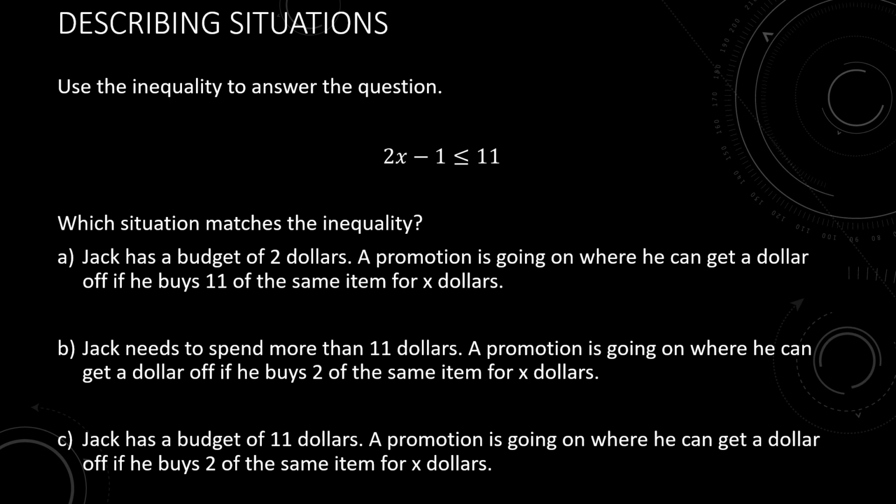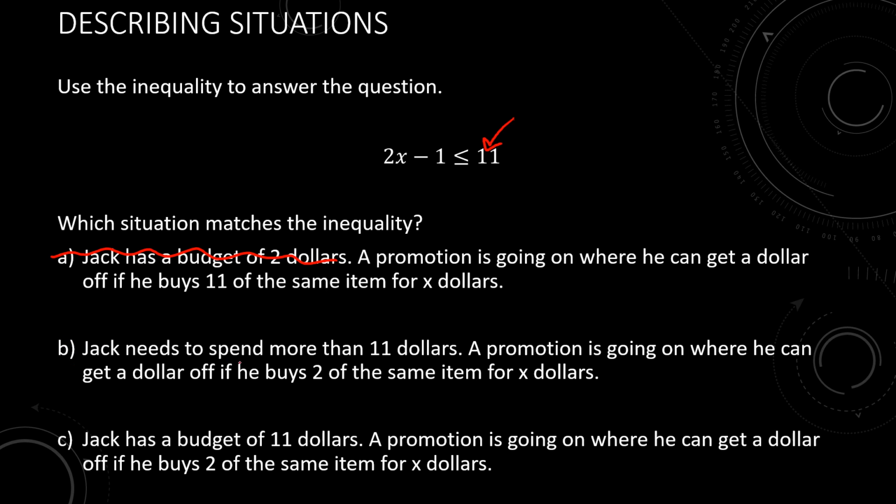Alright, which situation matches the inequality? 2x minus 1 is less than or equal to 11. So Jack has a budget of $2. Well, it looks like here Jack's budget is 11, right? Remember, your total is always by itself on one side of your equal sign, or like here, our inequality sign.